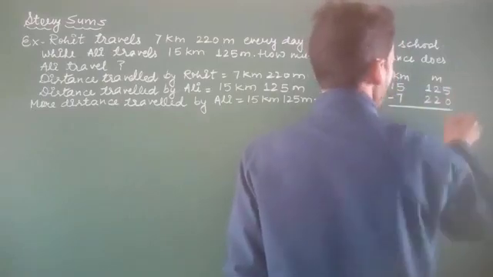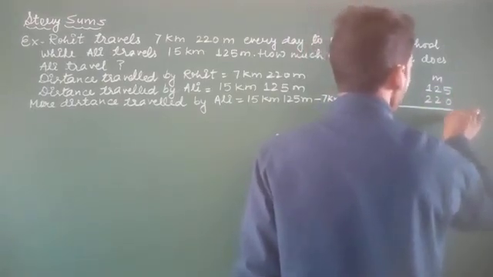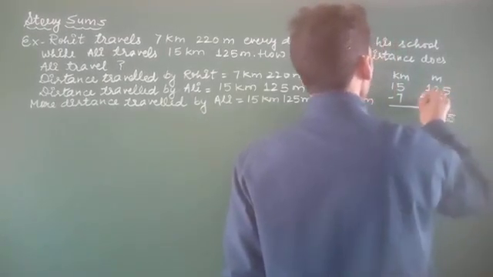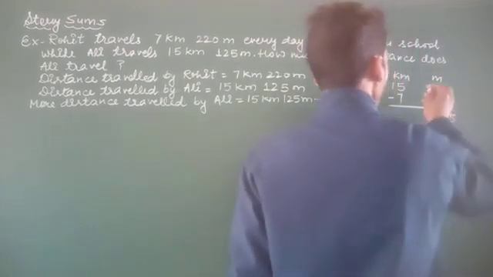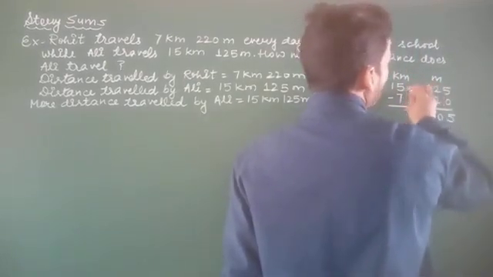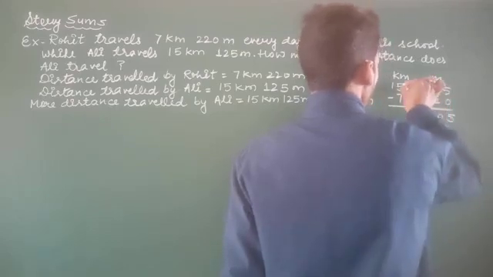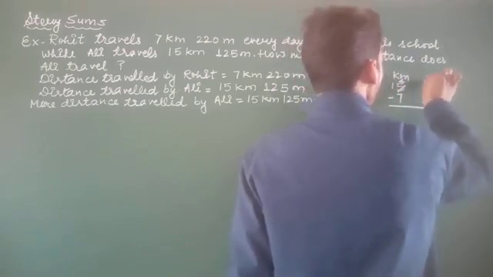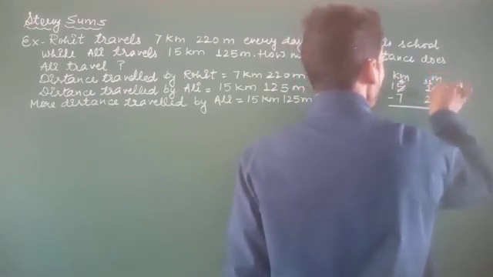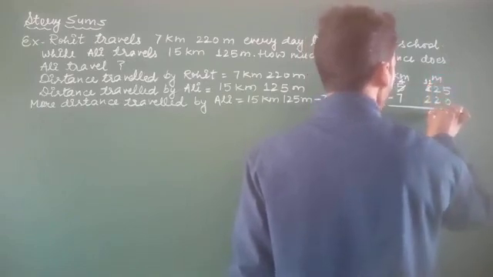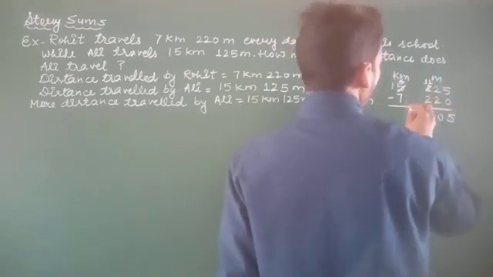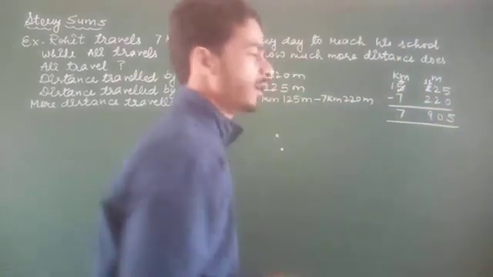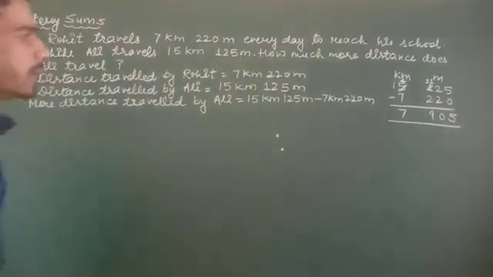Sorry, 5 ones minus 0 ones, that is 5 ones. Here 2 minus 2 is 0, and here 2 can't be subtracted from 1. So regroup 15 kilometer 1 meter to 14 kilometer and 11 meter. Now 11 meter minus 2 meter, that is 9 meter, and 14 kilometer minus 7 kilometer, that is 7 kilometer. So the answer is 7 kilometer 905 meter.